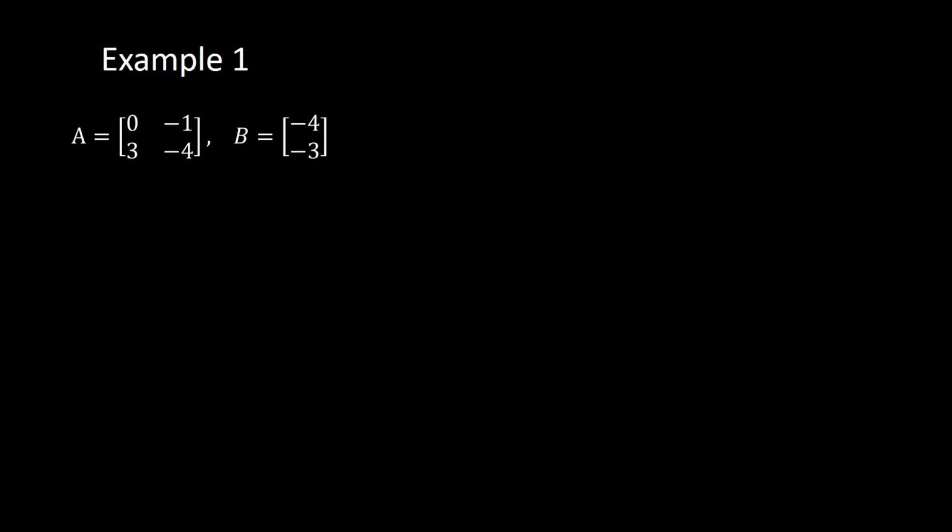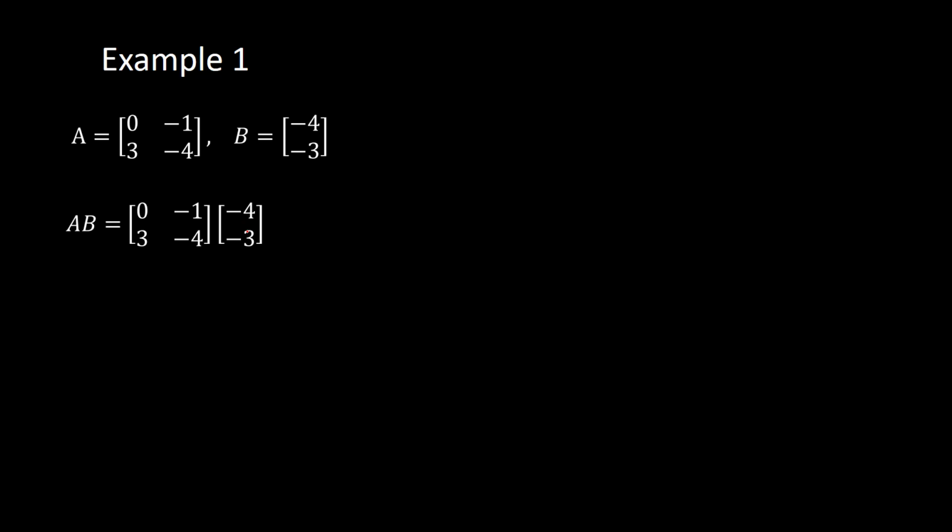And when we multiply A times B, the way that we can represent this is by putting the A next to the B. So A next to the B means A times B, where we have 0, -1, 3, -4, and then the other matrix, -4, -3.